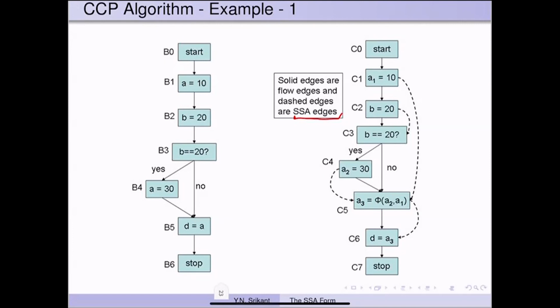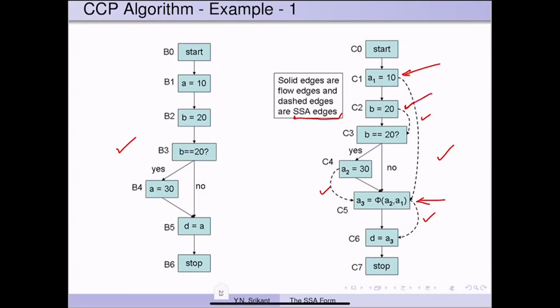For example, here is the ordinary control flow graph, and here is the SSA control flow graph. The dotted edges are all known as the SSA edges. For example, there is an assignment of A1 equal to 10 here, and the dotted edge links to the block C5, where there is a usage of A1. So it's like a DU chain.